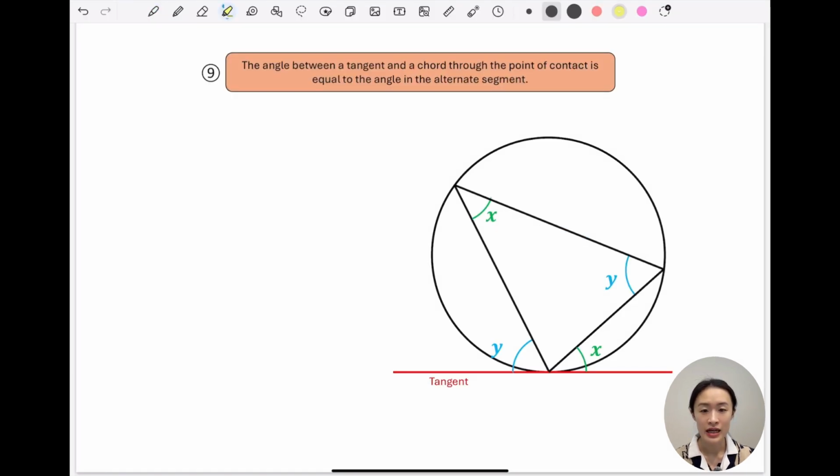And this is saying if I have an angle subtended by the arc, and I have another angle which is between the tangent and the chord containing this arc, then these two angles are equal.